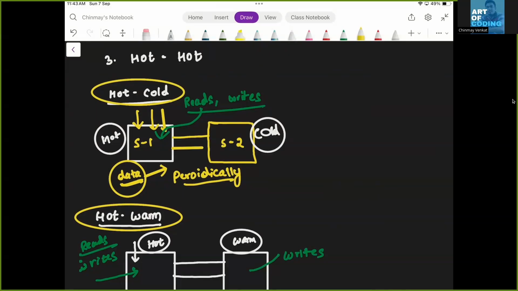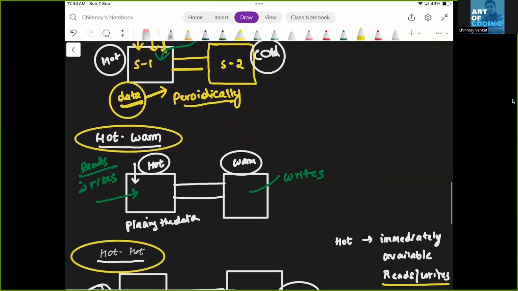In the case of news websites, they concentrate on hot warm architecture. A little bit of lateness is okay and fine. In the case of e-commerce applications, your application should always be available.